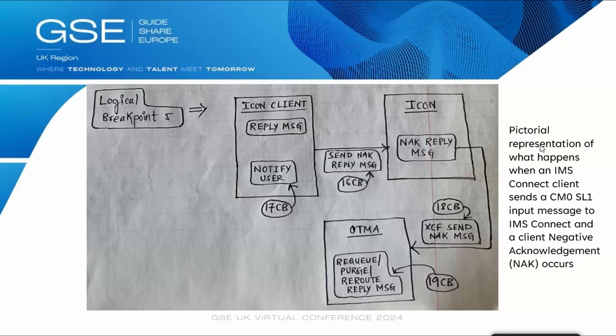Right. So with this, we have taken a look at what happens when an IMS Connect client sends a CM0 SL1 input message to IMS Connect and a client negative acknowledgement or NACK occurs. Right. So we have taken a look at all the cases, right?